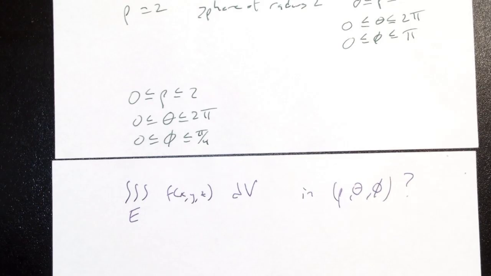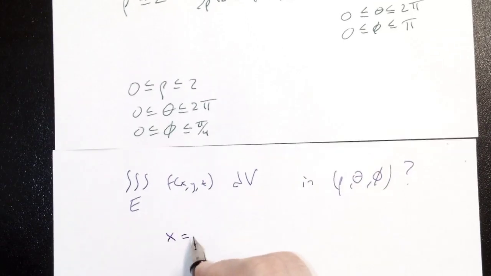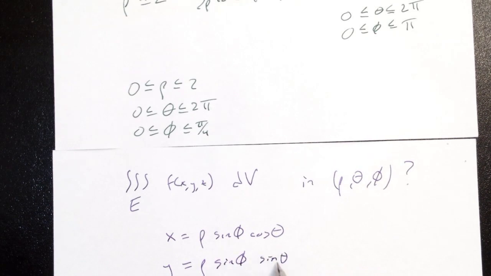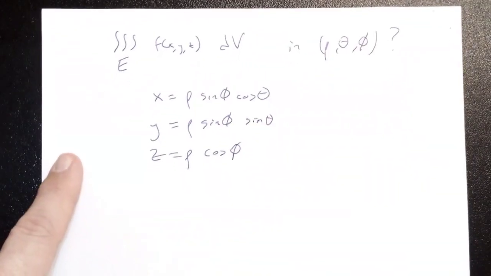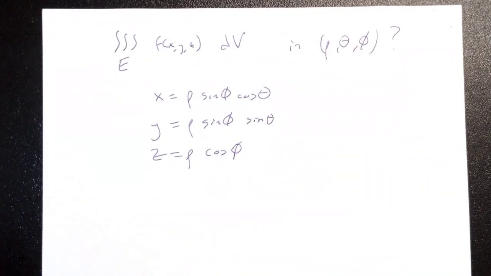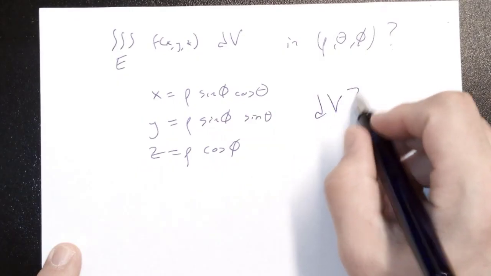But I know how x and y and z change, right? I'll take x and I'll write rho sine phi cosine theta. I'll take y and I'll write rho sine phi sine theta. And I'll take z and I'll write rho cosine phi. And when I write them in that order, it helps me remember the first two have the sine of phi, the last one has the cosine of phi. And so it's r cosine theta, r sine theta, like it is in polar. But dv has to change too.